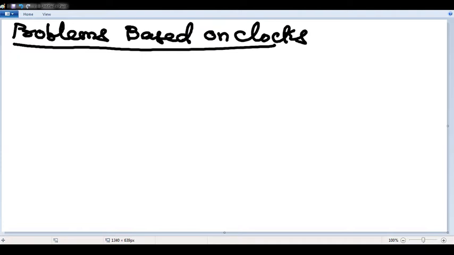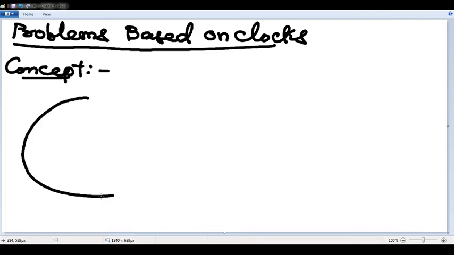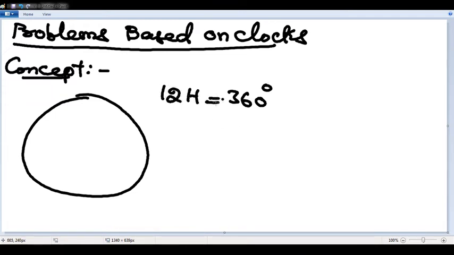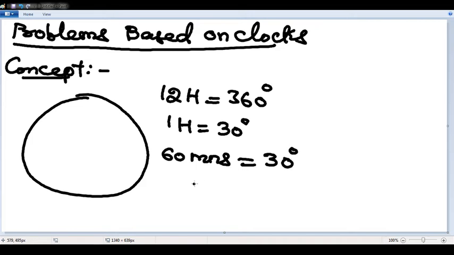Now, problems based on clocks. First concept. A clock is in the form of a circle. Total angle in a circle is 360 degrees. By default in a clock there will be 12 hours. So 12 hours is 360 degrees. 1 hour will be 30 degrees. 1 hour is 60 minutes. 60 minutes is 30 degrees. 1 minute is half a degree.